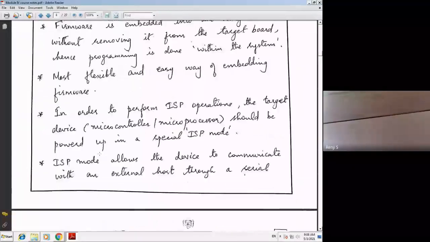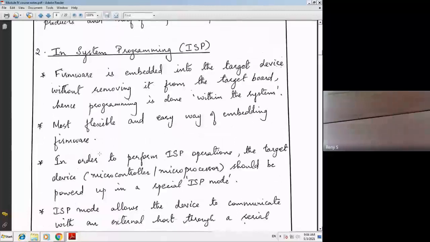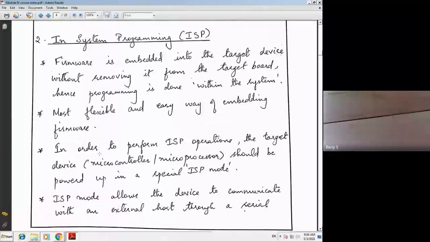So this is the second method, that is in-system programming. Firmware is embedded into the target board without removing the chip from the target board. So we call it programming within the system, and that's why the name in-system programming. So the first point here is very important.